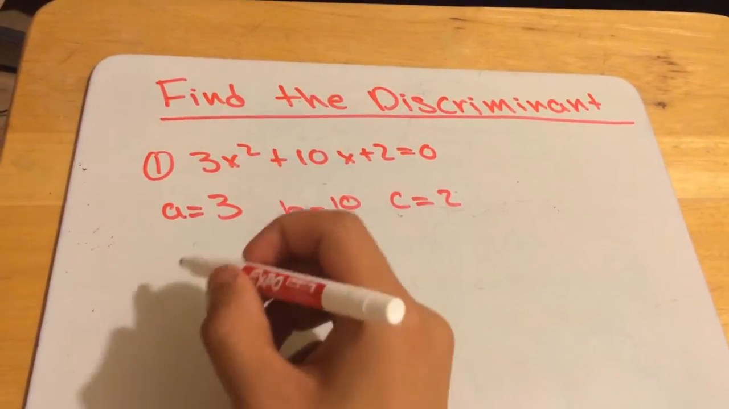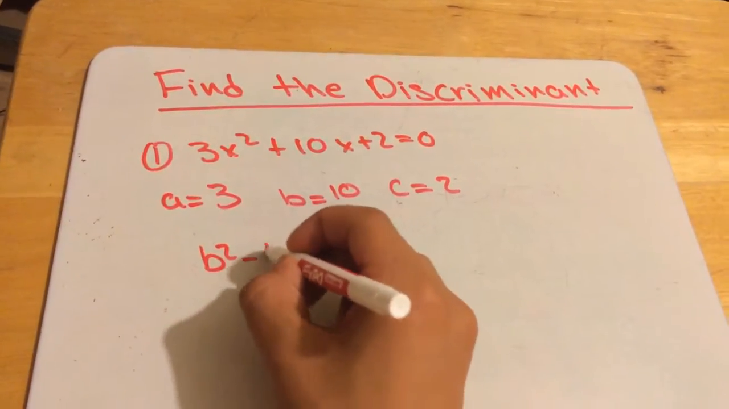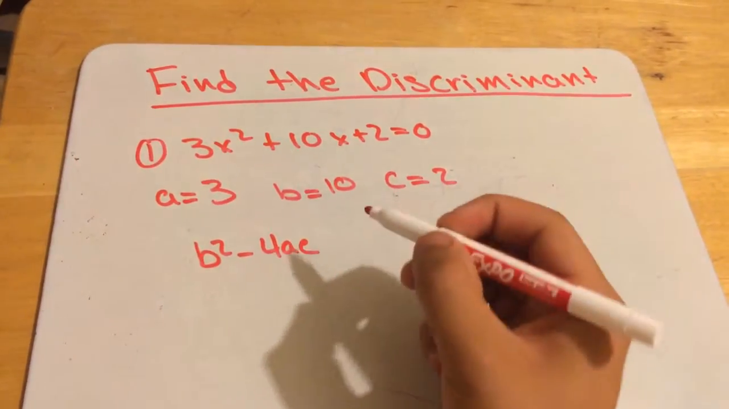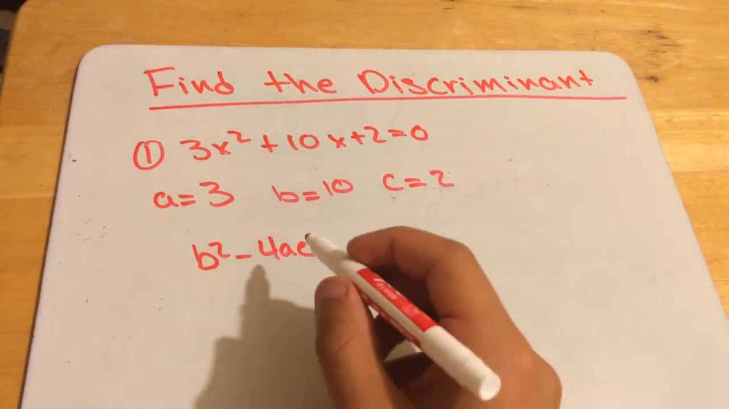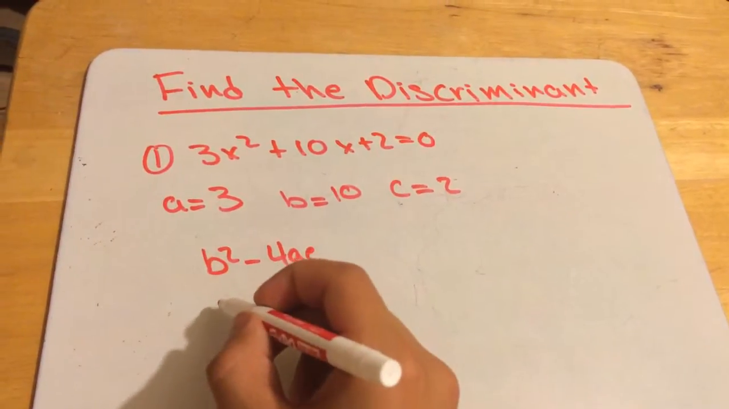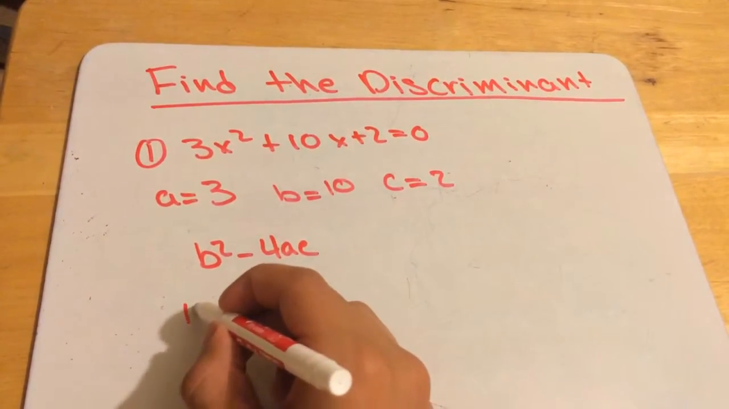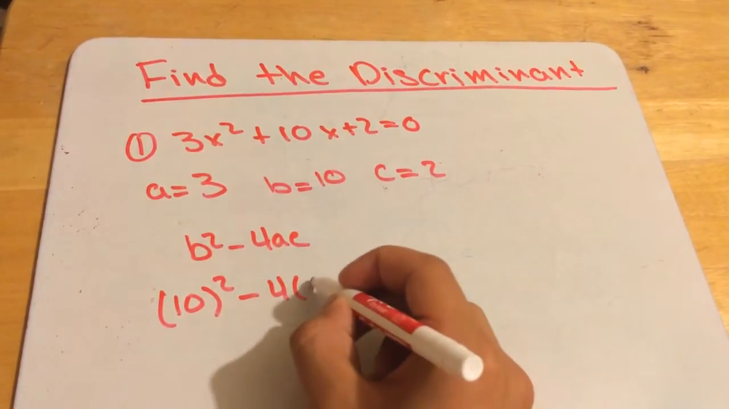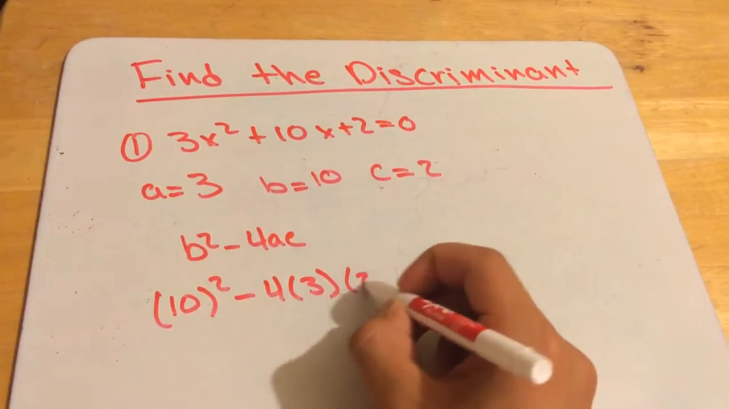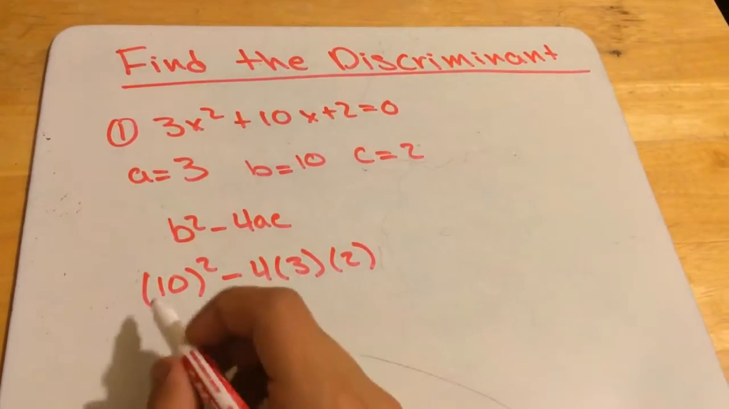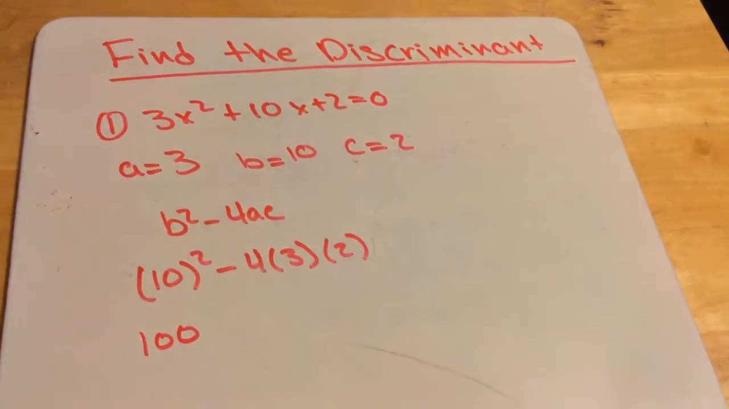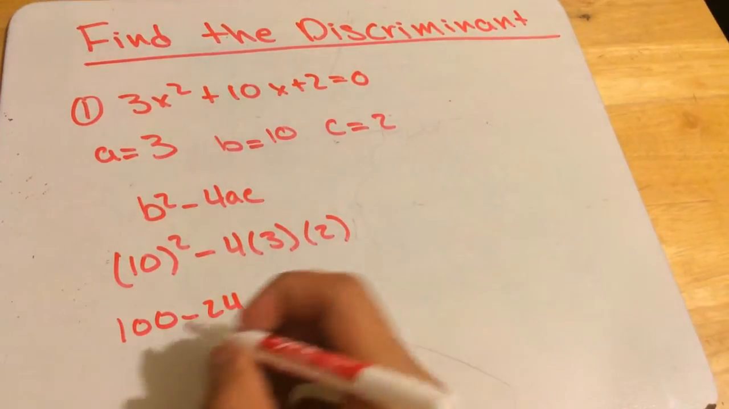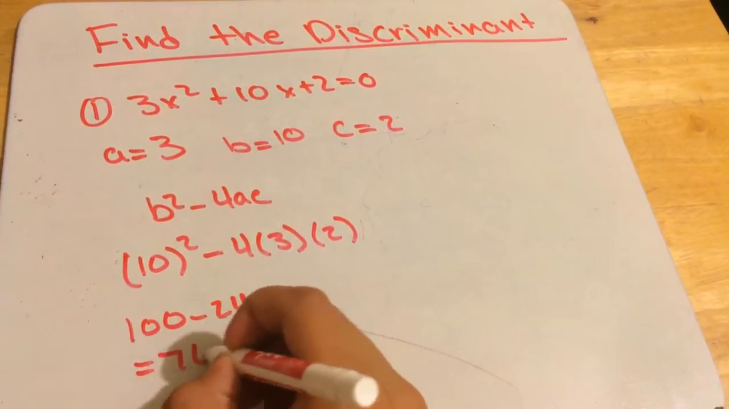The formula to find the discriminant is b squared minus 4ac, and once you have the formula, you just plug in the numbers. So then you write 10 parentheses squared minus 4 parentheses 3 parentheses 2. Once you have those numbers, you just simplify. So it's going to be 100 minus 24, which equals 76.